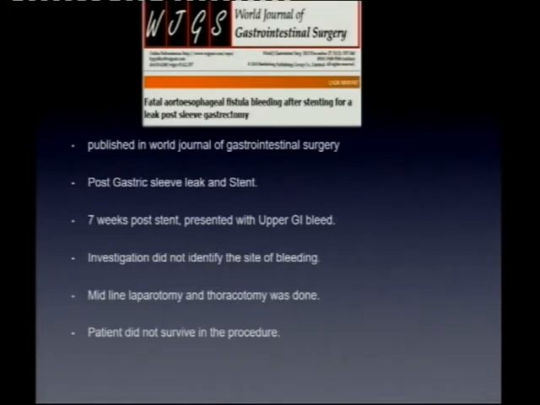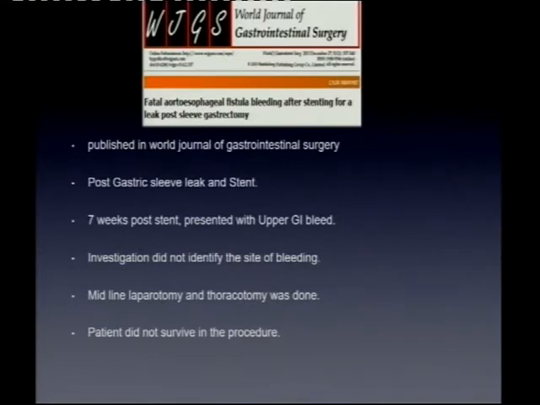When we reviewed the literature, there were not many cases of aorto-esophageal fistula post-bariatric surgery like sleeve. The first described case was published in the World Journal of Gastrointestinal Surgery by Dr. Bamehriz, Dr. Madi, and Dr. Al-Jabreen in 2013. It was about a patient post-gastric sleeve complicated by leak, and a self-expandable stent was inserted. Seven weeks post the stent, the patient presented with severe upper GI bleed.